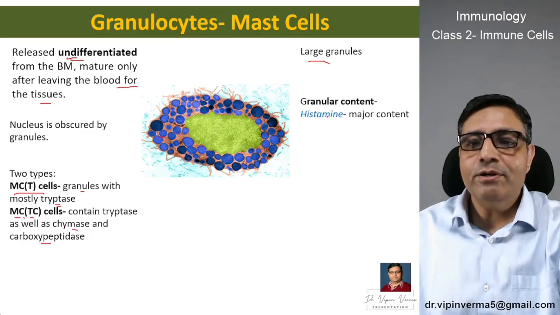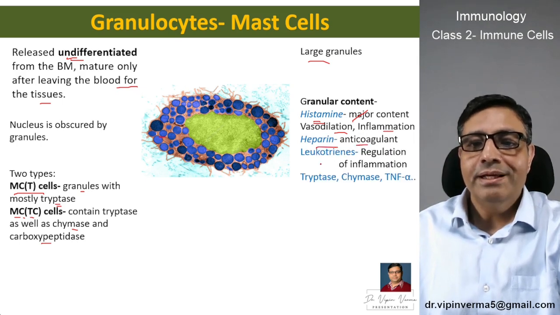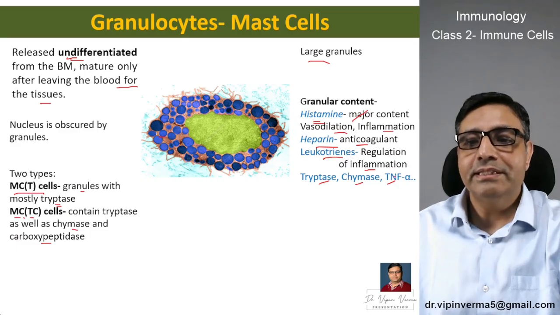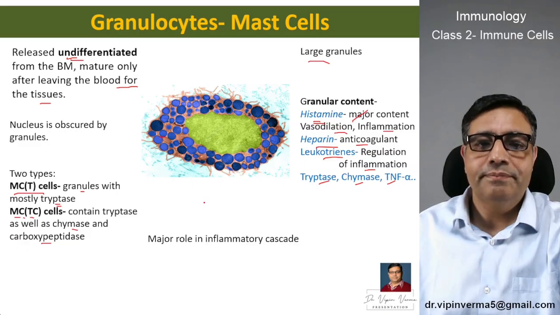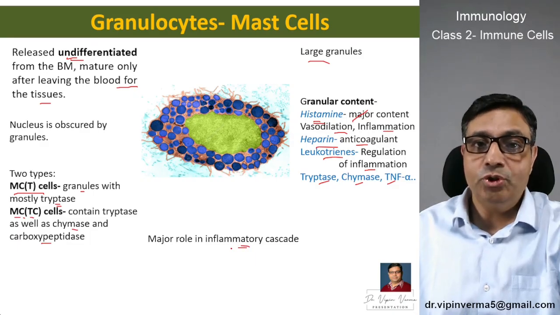In the granular content, they have histamine, which is the major content and causes vasodilation and inflammation, and heparin, which is an anticoagulant. Leukotrienes regulate the inflammation, and then they have tryptase, chymase, TNF alpha, which is tumor necrosis factor alpha, and some other minor releases. They have a major role in the inflammatory cascade. Mast cells actually cause the inflammation.